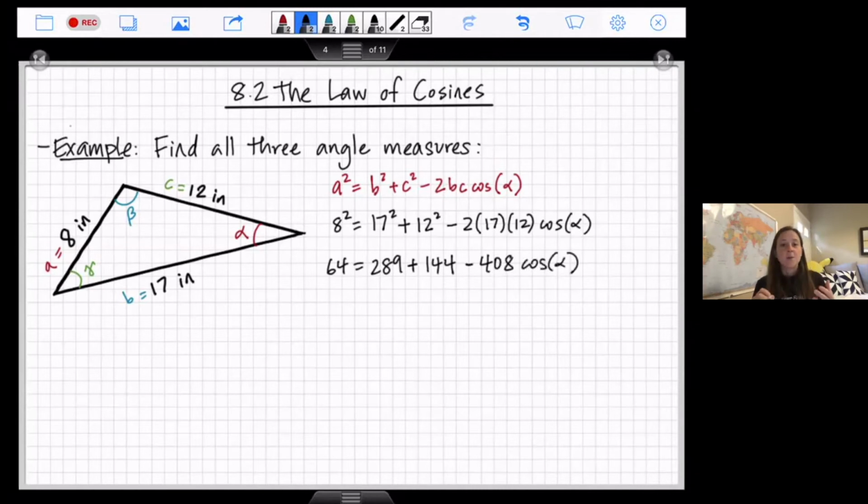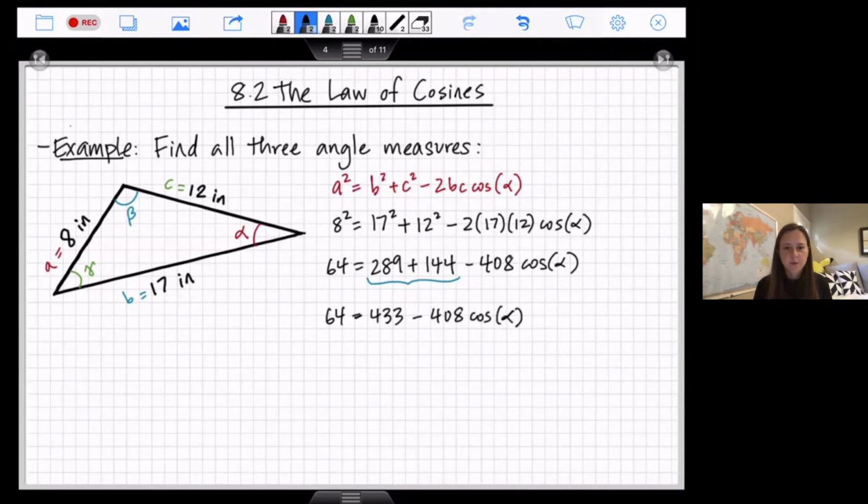All right, so just be careful when you're solving this equation. You can combine the 289 and the 144, but that 408 is attached to the cosine, so you can't lump that in with those two numbers. So I get 289 plus 144 and get 433. So I've got 64 equals 433 minus 408 cosine alpha. And we're just going to solve for cosine alpha.